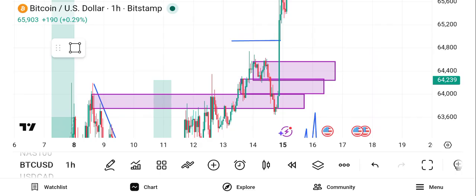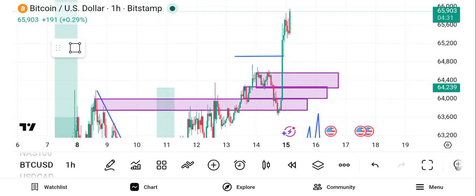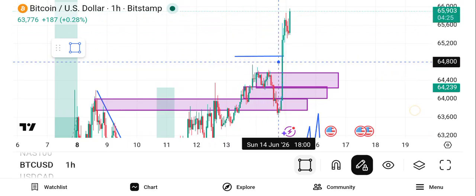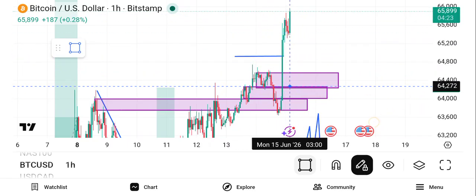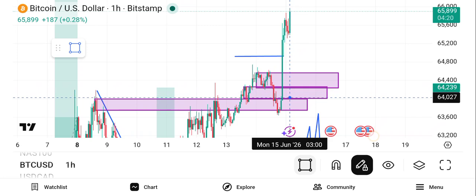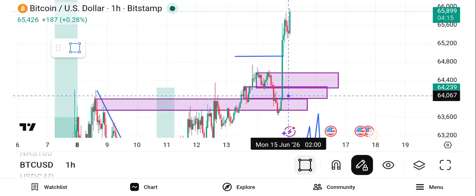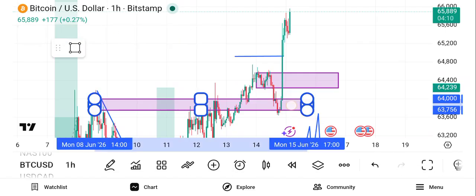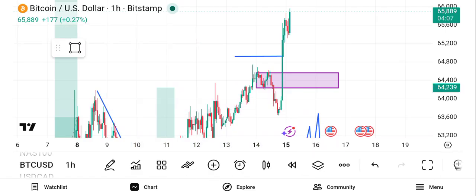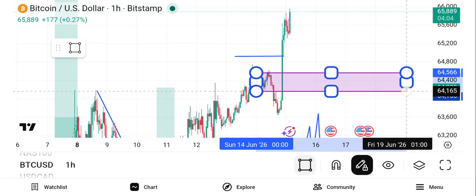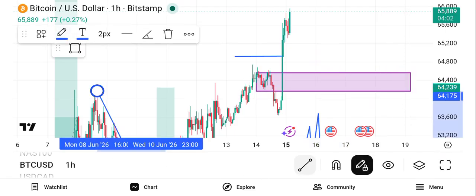Now the fourth rule says the point of interest that you are supposed to use should be unmitigated. So as the market is creating an inducement, it should not touch any point of interest. Now these 3 points of interest have not been touched. The last rule, which is the fifth rule, says that you should pick the point of interest that is closest to your inducement. The one that is closest to our inducement is this. So this is where we should be expecting BTC to buy from.